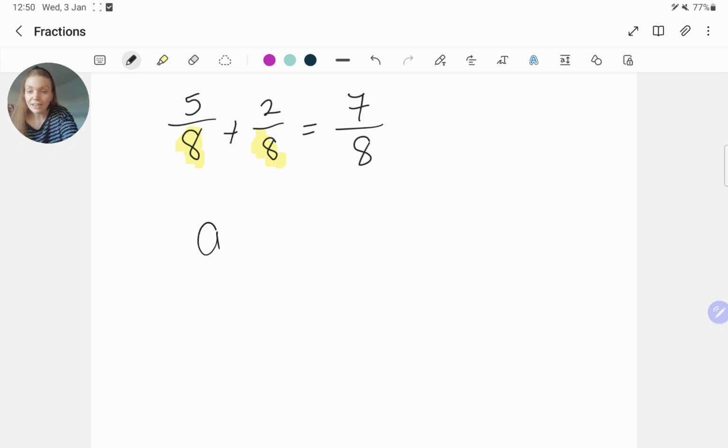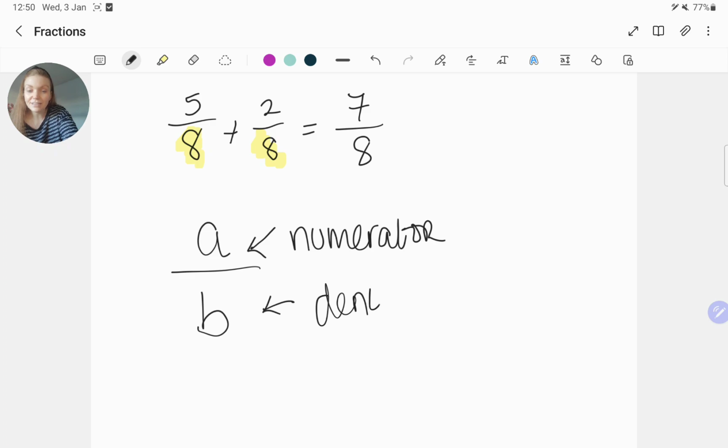Okay, so in a fraction, if I wrote a over b, this is the numerator, and this is the denominator. So you can remember it like that: n for numerator, number 1, it's the one on the top, and d for denominator, d for down, it's the one on the bottom.